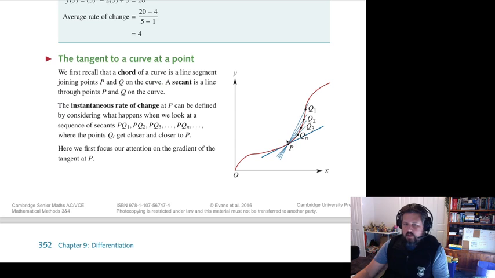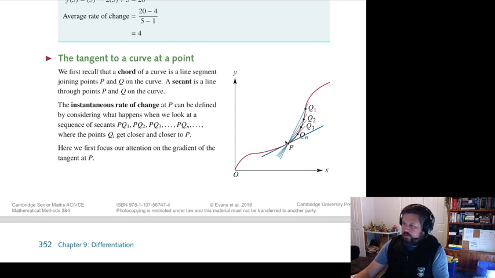Again, a reminder about the tangent of a curve at a point. So some things that you need to be aware of with the terminology. It says we first recall that a chord of a curve is a line segment joining P and Q on the curve. So here we've got lots of chords joining those together. It says a secant is a line through points P and Q on the curve. So again, we've got a secant here.